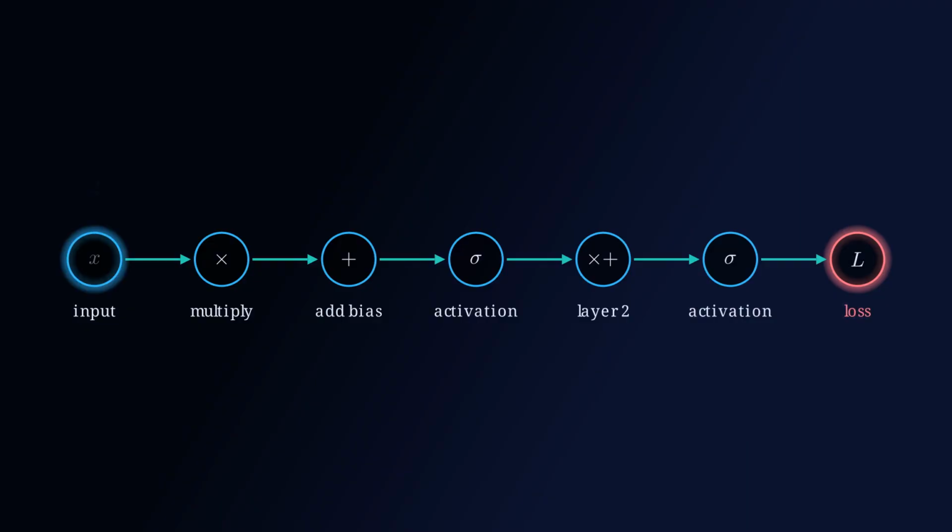Let's give it real numbers so nothing stays abstract. Our input is 2, the first weight is 3, and the first bias is 1. Watch the value flow forward and fill the first few nodes. 2 times 3 is 6. That is the multiply node lighting up. This is the forward pass beginning, and notice how each node simply waits for its inputs, then computes one thing.